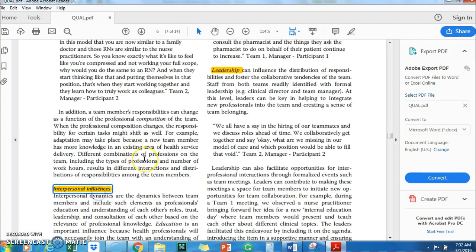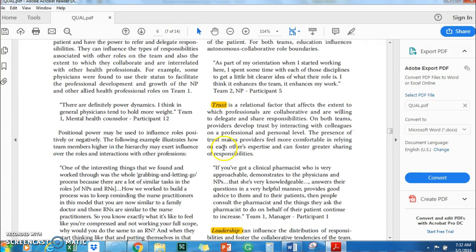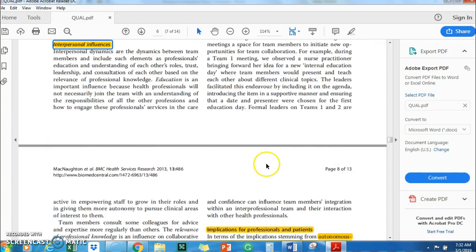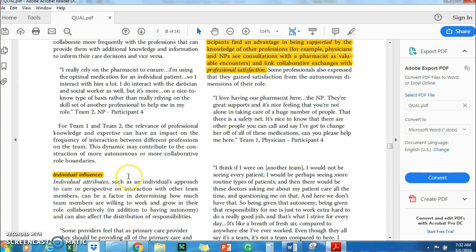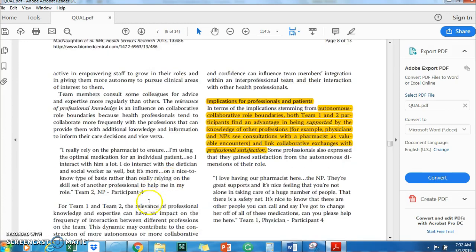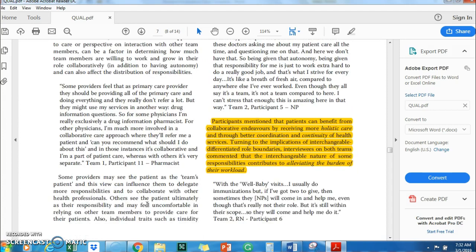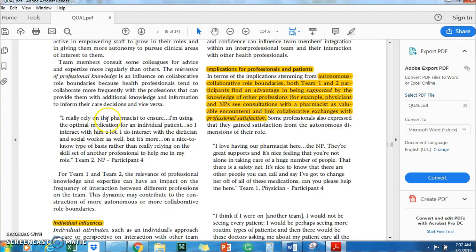And then they talked about interpersonal influences, which I addressed. And then they talked about trust and leadership. Those are the themes. And then individual influences, and that was important as well. And see, under these themes, they give you actual comments, which is important in qualitative studies.